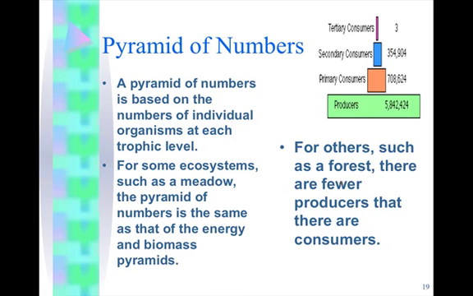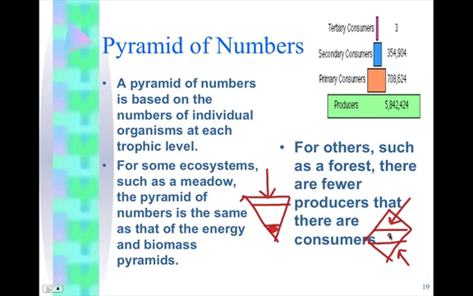For others, such as a forest, there are fewer producers than there are consumers. So the forest pyramid of numbers is going to look a little bit different. It might be shaped like a pyramid where there's less grass on the bottom and more of the tertiary consumers at the top. Or sometimes they have a diamond shape, where there are more organisms in the middle and less at the top and bottom. This would probably be what your forest pyramid of numbers looks like, because there are lots of trees but very little grass and fewer top level organisms.